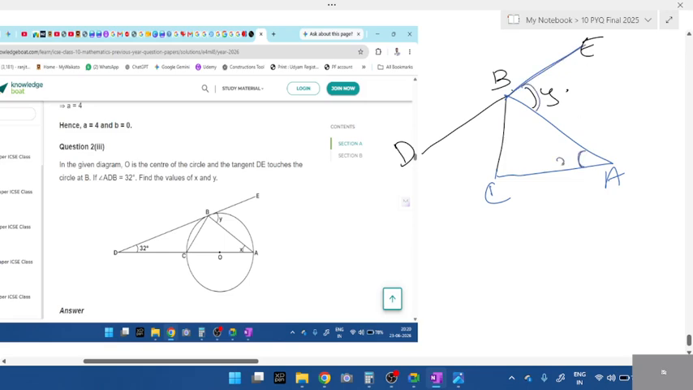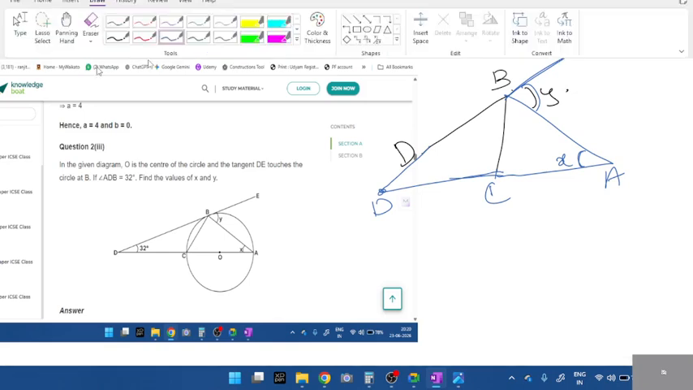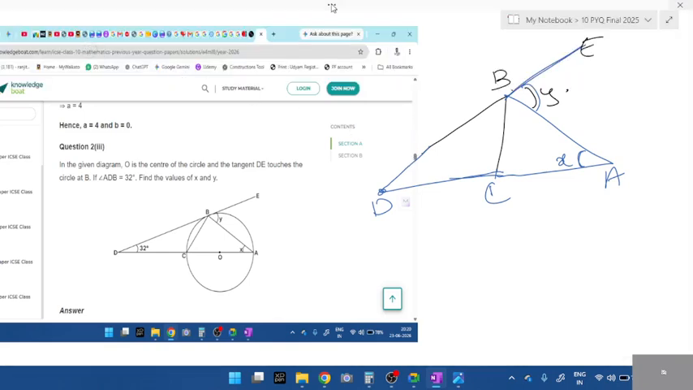Look, here actually they should have given X. Usually whatever we solve, student, the X value will be given. Here X is not given. Look how tricky they have framed the question. 32 degrees, I'll write 32 here. We need to find the value of X and Y.